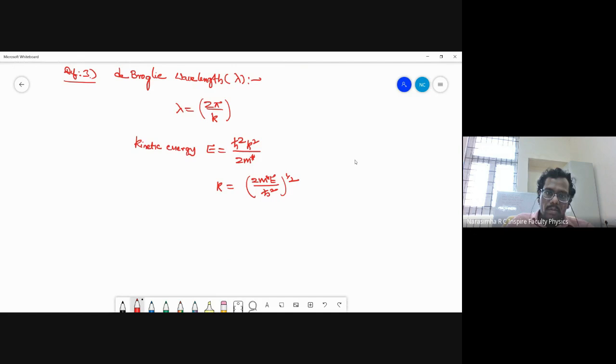Now I'll substitute back into the de Broglie wavelength expression, lambda equals 2 pi over k. So that is 2 pi h bar over (2 m star E) to the power 1 by 2. Is that okay? I think you can simplify a little further. So this is the de Broglie wavelength of an electron with a kinetic energy E and an effective mass m star.